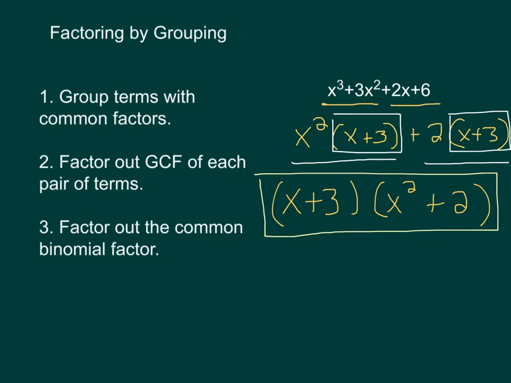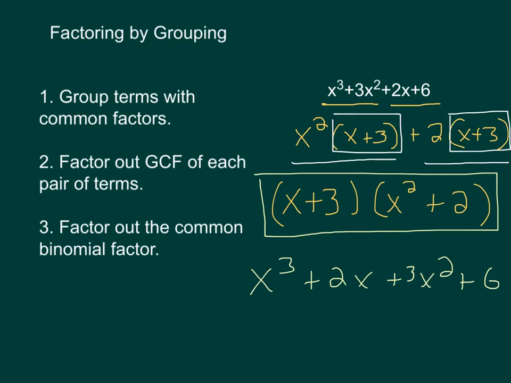X times x squared is x cubed. X times 2 is 2x. 3 times x squared is a positive 3x squared. And 3 times 2 is a positive 6. If I was to rewrite that in standard form, you'd see that it's exactly the same as what I started with. So that's the grouping method.